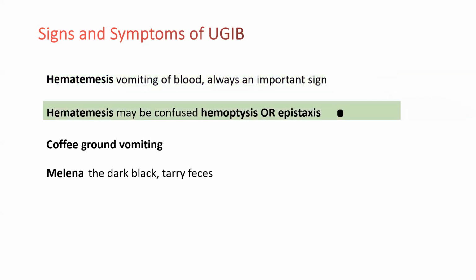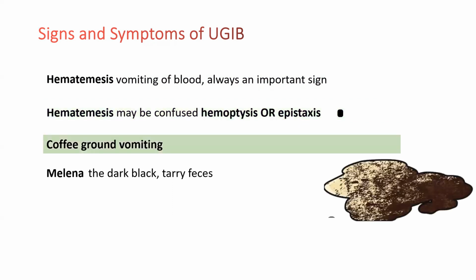But sometimes hemoptysis or epistaxis may be confused with the hematemesis, and we see that there is no GI bleeding, but there is damage to the nasal bones, and the epistaxis may be present, so we should be careful that we don't confuse hemoptysis or epistaxis with the hematemesis.